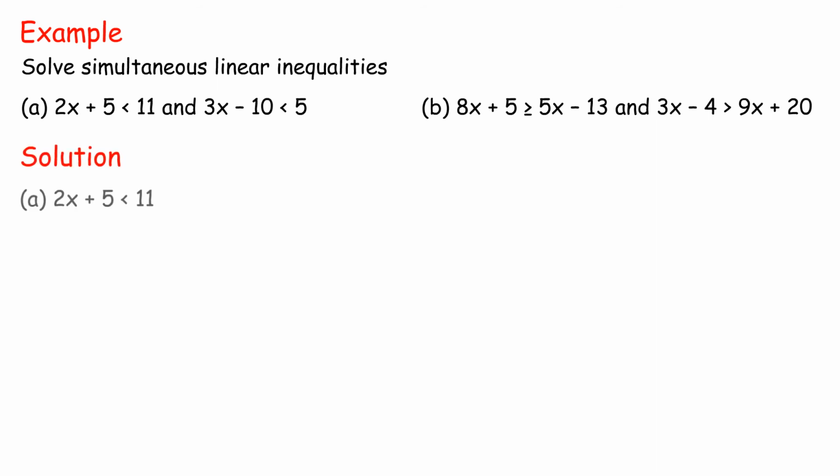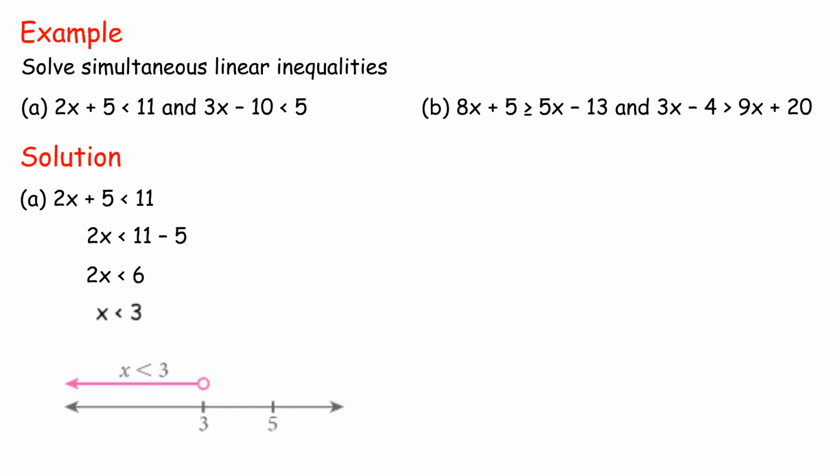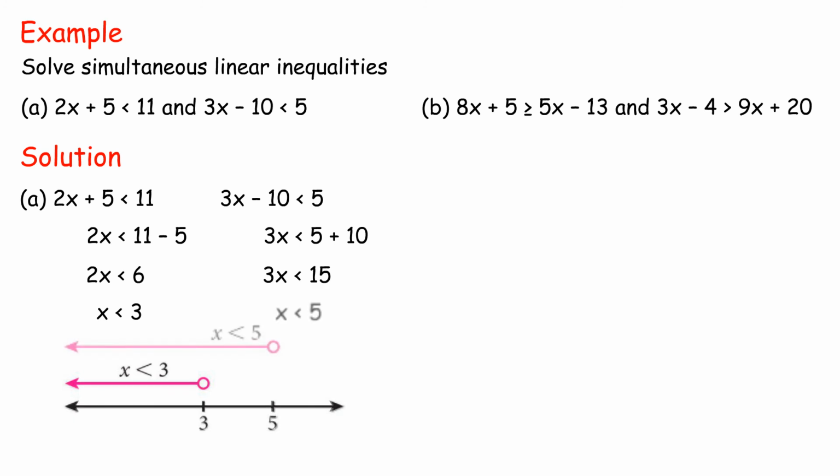Solution: A. 2x plus 5 less than 11, 2x less than 11 minus 5, 2x less than 6, x less than 3. 3x minus 10 less than 5, 3x less than 5 plus 10, 3x less than 15, x less than 5. Since x needs to satisfy x less than 3 and x less than 5, we find the common region of both solutions. The solution is x less than 3.